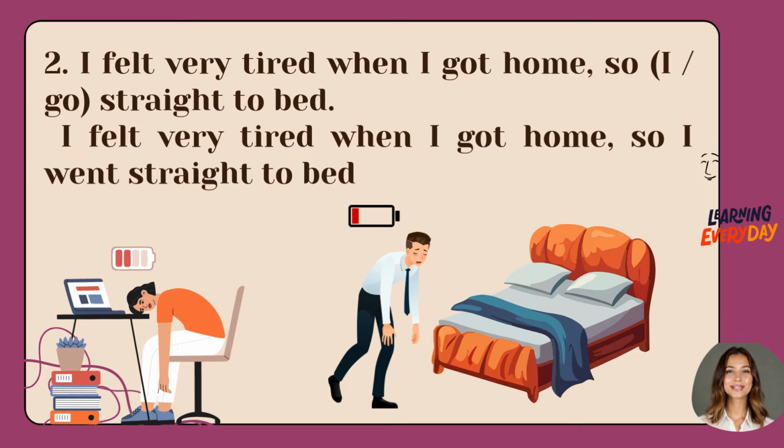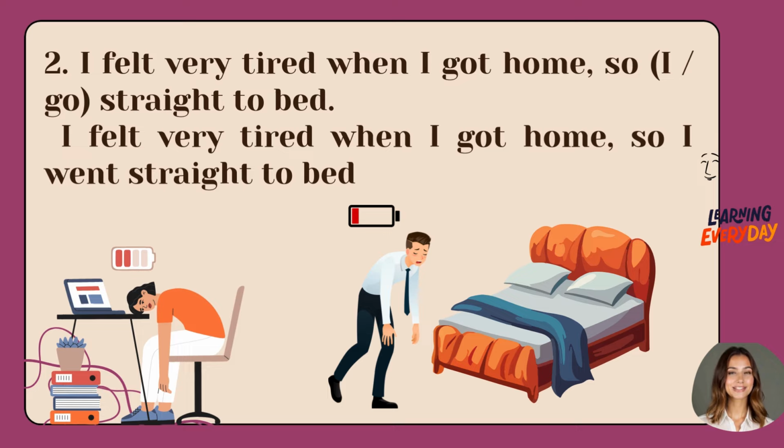Why is past simple correct? Let's look at the verbs. "I felt very tired" is past simple. "I got home" is past simple. "I went straight to bed," past simple. All of these events happened in a clear, natural order, one after the other. We use past simple here because each action follows the next. No action happened before another past moment that needs to be highlighted separately. This is just a normal story in the past, told in the order it happened.